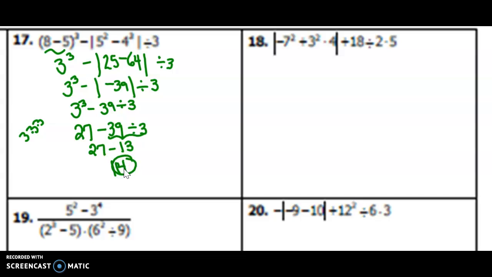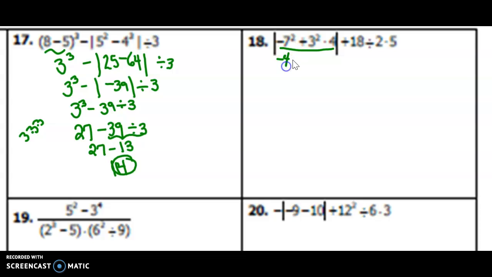Let's take a look at number 18, and I'm probably not going to have time to do too many more of these. So let's take a look at 18. Number 18 also has absolute value bars, so we need to go inside the absolute value bars first. Well, -7, and it says that the negative of 7 is squared.